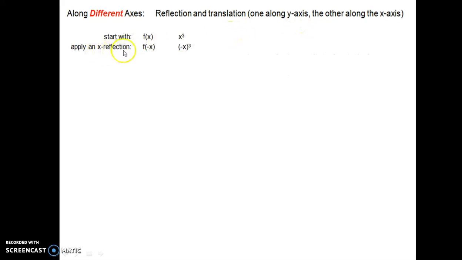We're going to apply an x reflection. What I mean is a reflection going this way, which is essentially going to be across the y-axis, okay? So to do that, we do negative x, that inputs into there. Then we're going to do a y translation. So these two transformations have been done along different axes. So here's our y translation. It's going to go up 2 units. There it is. When you take a negative and you cube it, negative times negative times negative results in a negative. So our final transformed function is this.